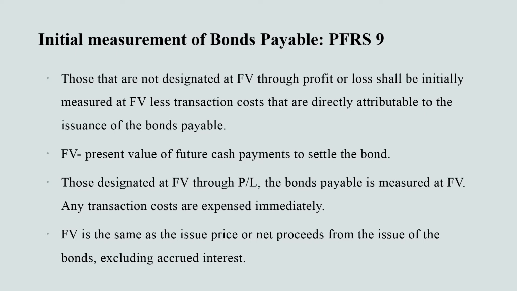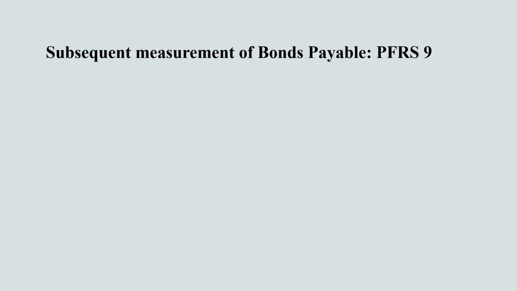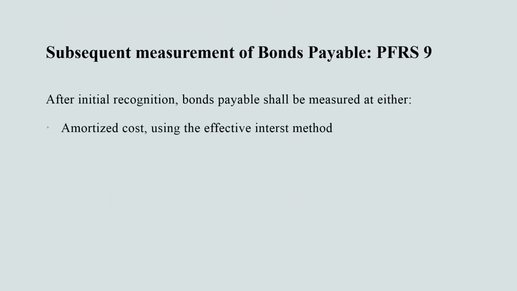Subsequent measurement of bonds payable through PFRS 9. So subsequently, pwede daw i-measure ang bonds payable natin at amortized cost using the effective interest method and at fair value through profit or loss. Now we go with the premiums and discounts. Ano nga ba ang premium and discounts? Sometimes the stated amount is not the same with the net proceeds received.